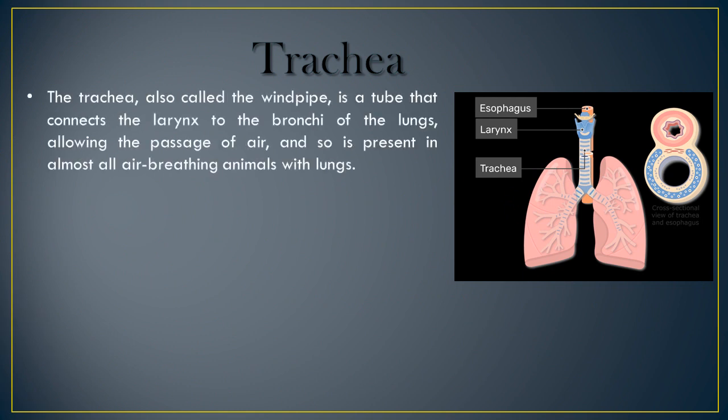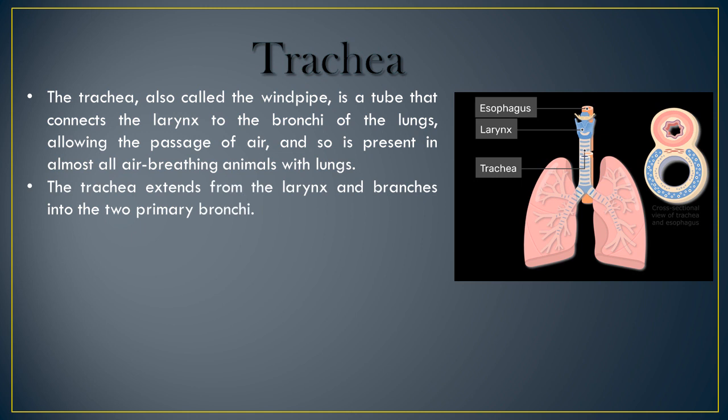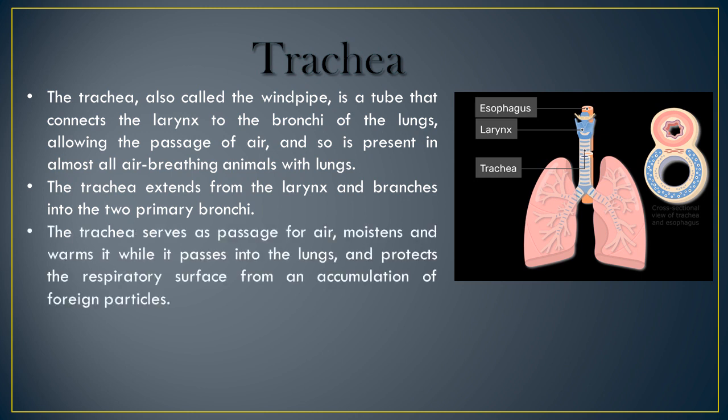The trachea, also called the windpipe, is a tube that connects the larynx to the bronchi of the lungs, allowing the passage of air, and so is present in almost all air-breathing animals with lungs. The trachea extends from the larynx and branches into the two primary bronchi.